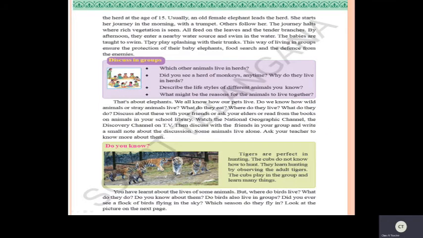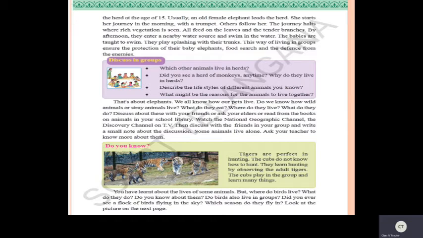So now what have we studied? In a herd, you will see young elephants, babies of the elephants, and more female elephants, and male elephants leave the herd at the age of 15. Usually an old female elephant leads the herd. So who is going to lead the herd? Yes, the female elephant. She starts her journey in the morning with the trumpet. What is the trumpet, children? Yes, it is a loud cry of an elephant.